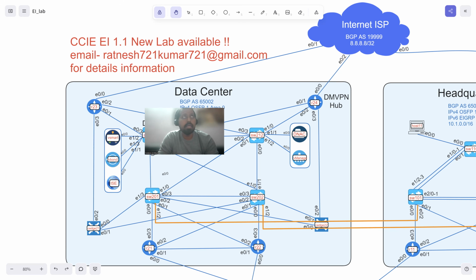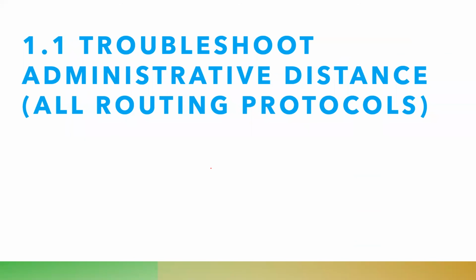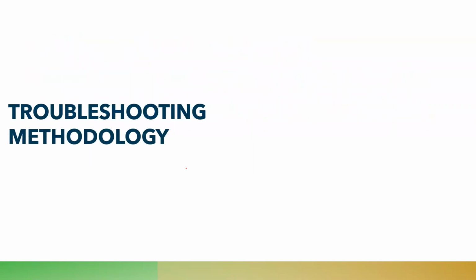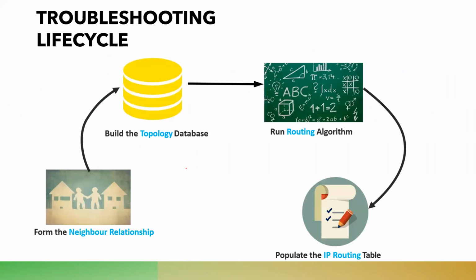Simply contact me and you can get the information related to the new update that we have in the CCI Enterprise Lab. In 1.1, we have to understand about troubleshooting the administrative distance related to routing protocols. First of all, we'll understand the administrative distance, what's the use of administrative distance, and how it is working. Then in the upcoming section, we'll understand the troubleshooting strategy related to AD values.